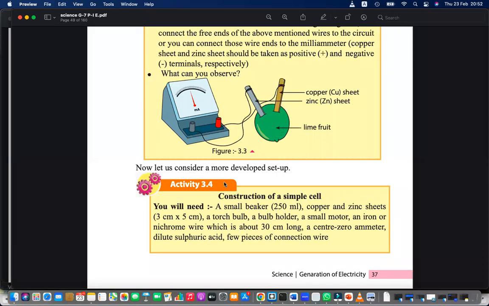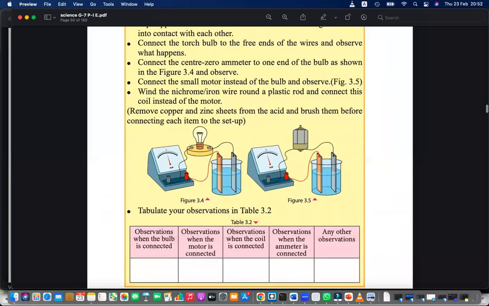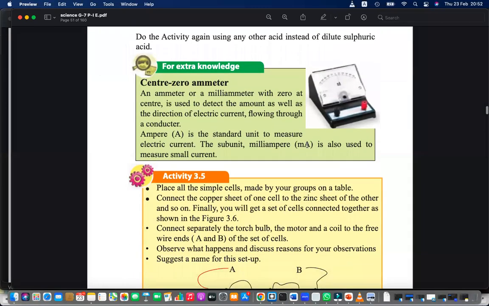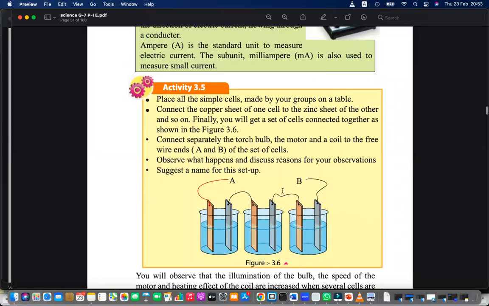Okay, do these experiments. You have both in your arm. This is the simple cell like a TNA, right? So that experiment you can do, and this is how you can connect a few simple cells. Actually, if you connect a bulb or motor to this, you can see it will rotate so fast because the voltage generated is now higher than the previous. So this is called serial connection of the batteries.